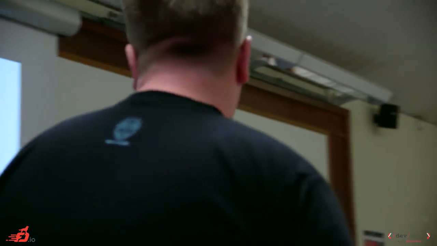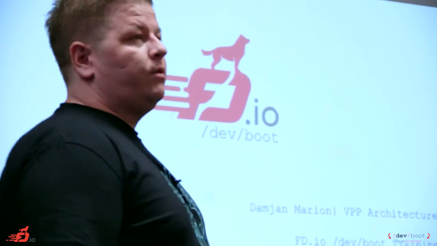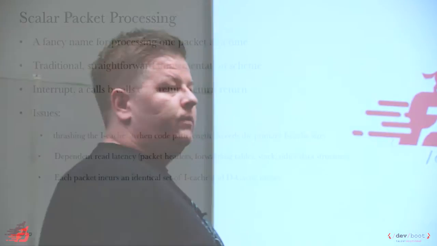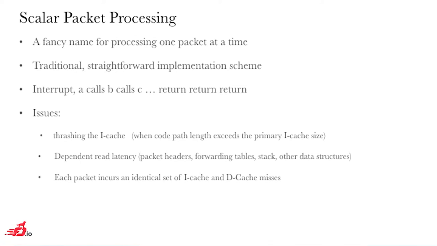So today I will talk a bit about VPP architecture. The idea today is to talk about technical details, why we are doing some stuff, what we have in VPP, and so on. I will start with something which you already saw in the previous presentation, and that is the packet processing. What we typically have in most of the network stuff today is really scalar packet processing. It's a fancy name for processing a single packet at a time, and this is very common in many commercial products, also in open source and so on.